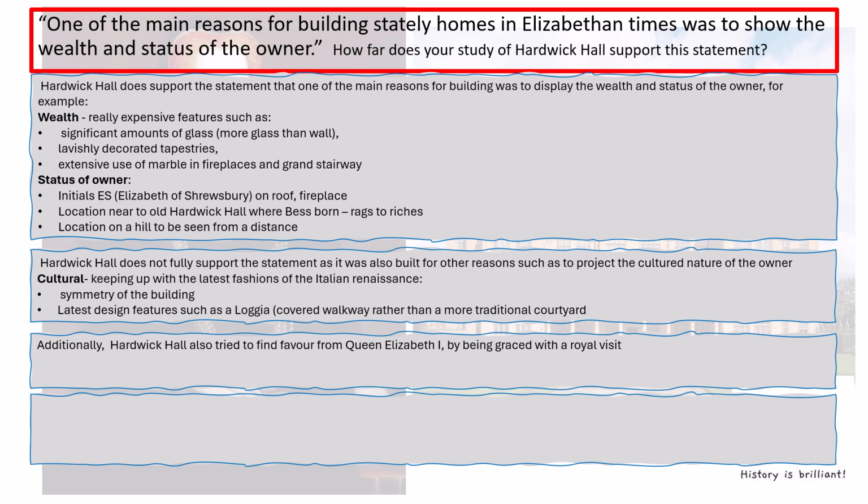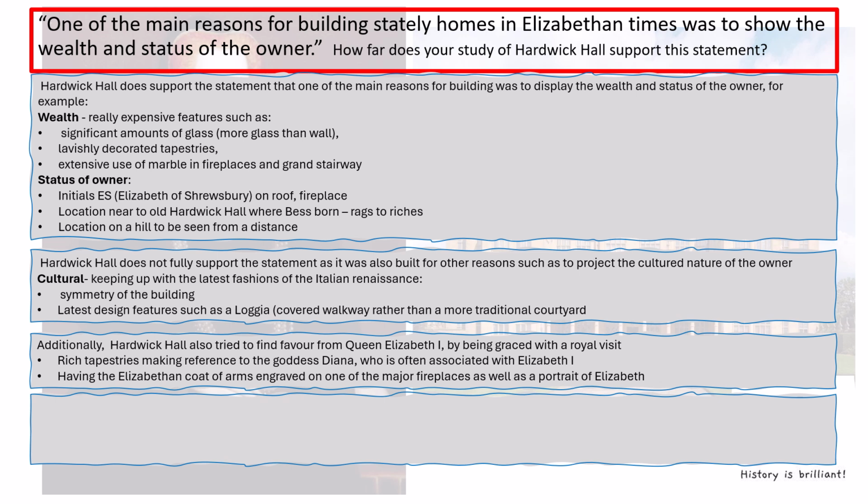And there are other reasons why it was built. To try and gain favour from the Queen. Again, tapestries making reference to the goddess Diana, who's often associated with Elizabeth I, having an Elizabethan coat of arms engraved in the building, and also commissioning a portrait of Elizabeth. So it's not just about wealth, it's not just about status, it's about trying to curry favour with Elizabeth in the hope that she will visit on one of her progresses. Perhaps even during that visit she might embrace Lady Arbella as potential heir, which still, in the 1590s, was a very current issue.